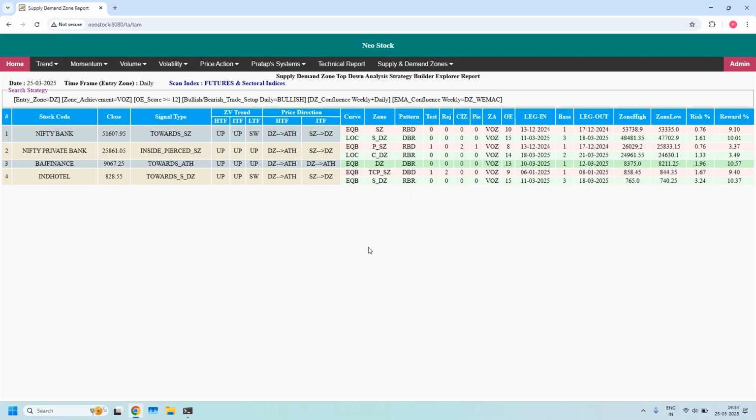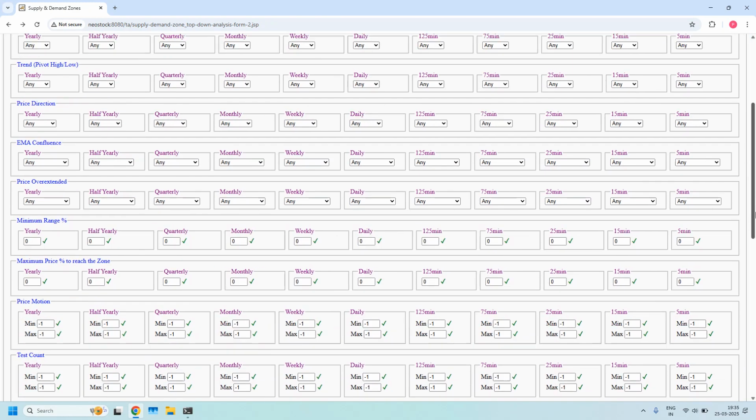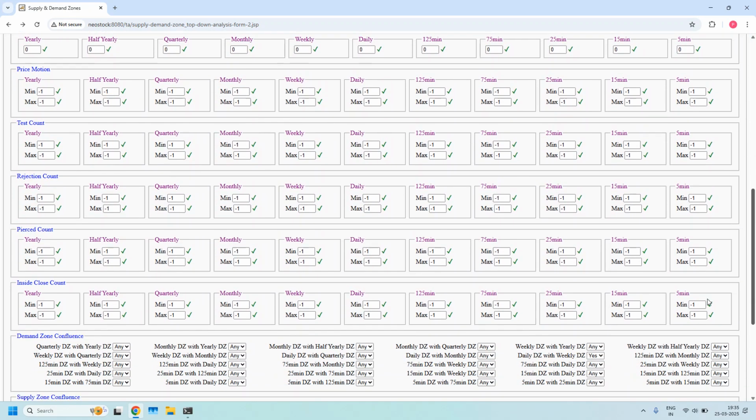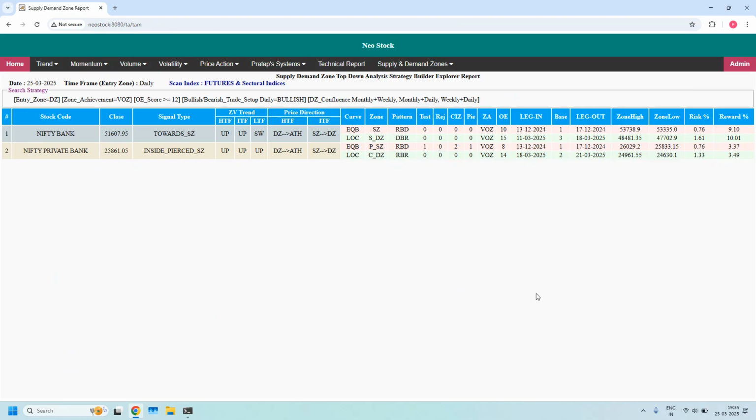Next, we will filter based on daily, weekly and monthly demand zone confluence supported stocks. I am removing EMA filter. In the demand zone confluence, we should set 3 filters. First one daily with weekly already enabled. Next daily with monthly and weekly with monthly demand zone confluence. With all the 3 filters, we got 2 stocks.